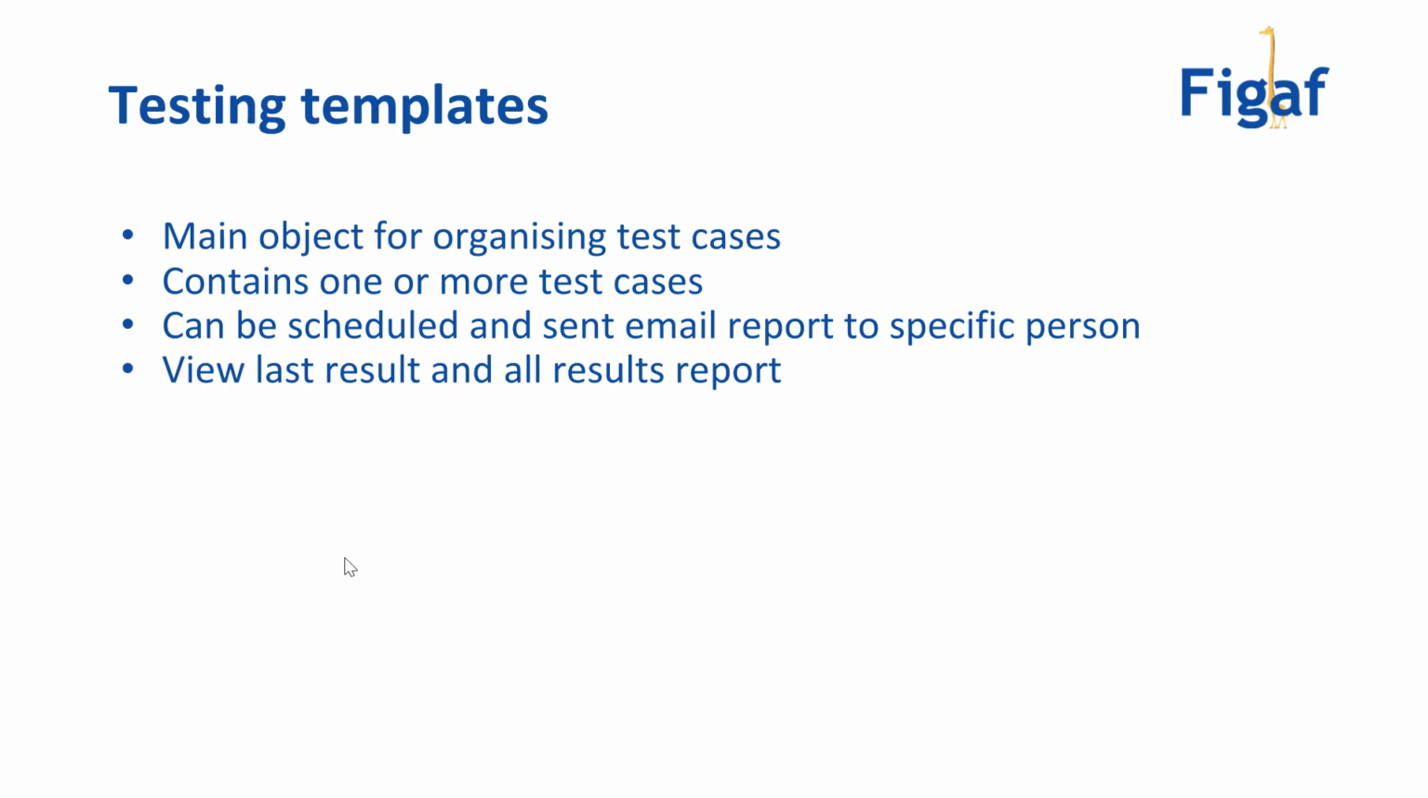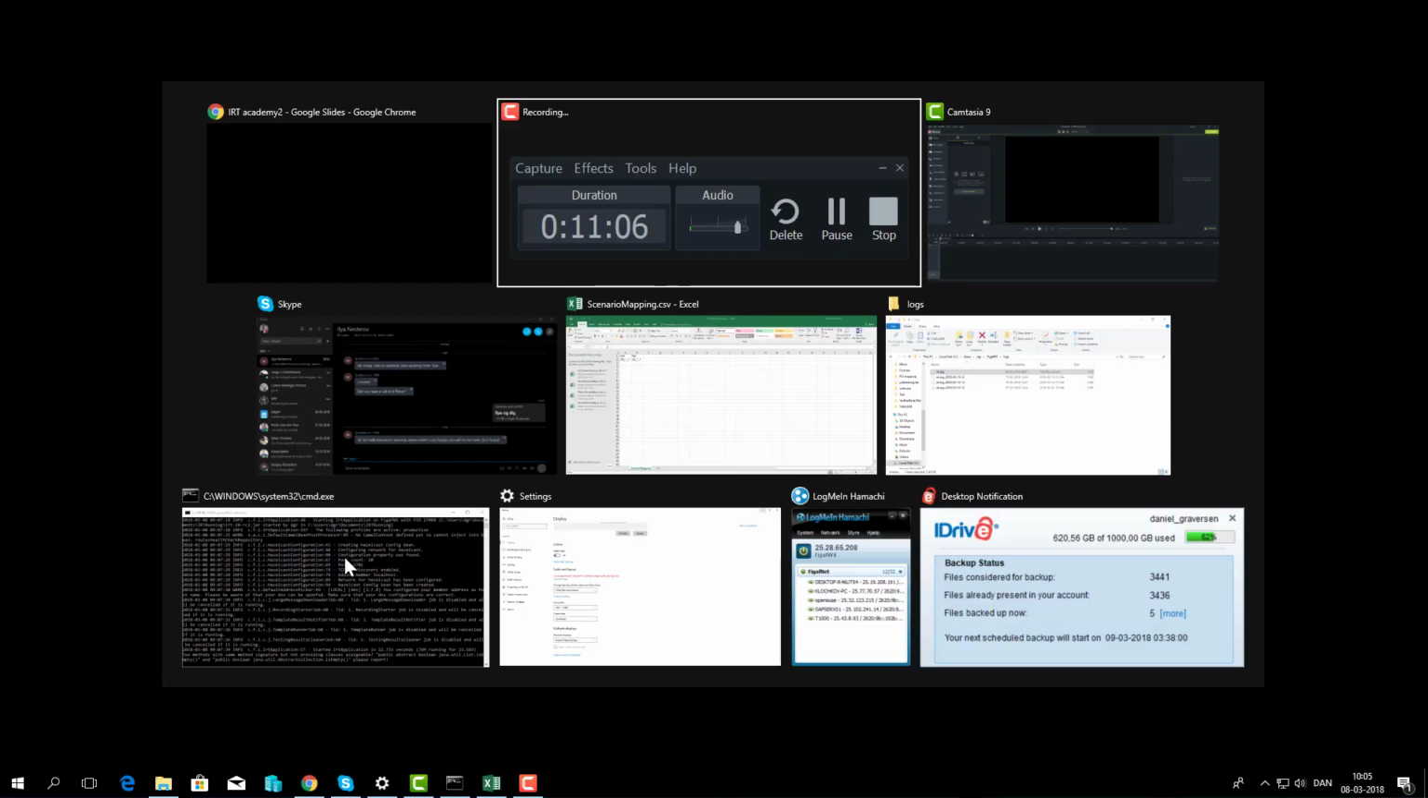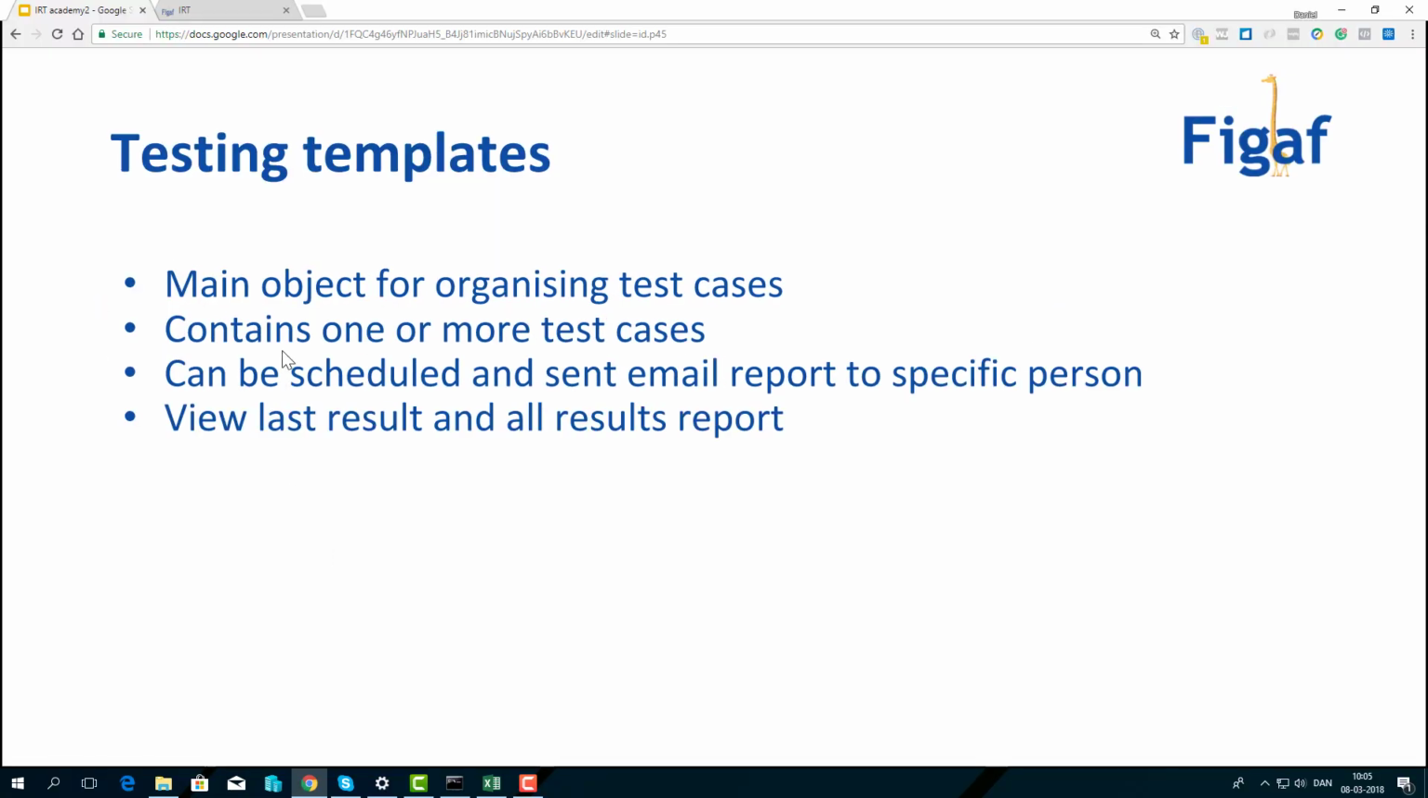It can contain one or more test cases. It can be scheduled, and if it's scheduled, it'll send you an email that says, hey, I ran this report, and I got these errors coming back from it. And then you can view the last result and all other reports. Let's just go to that one.